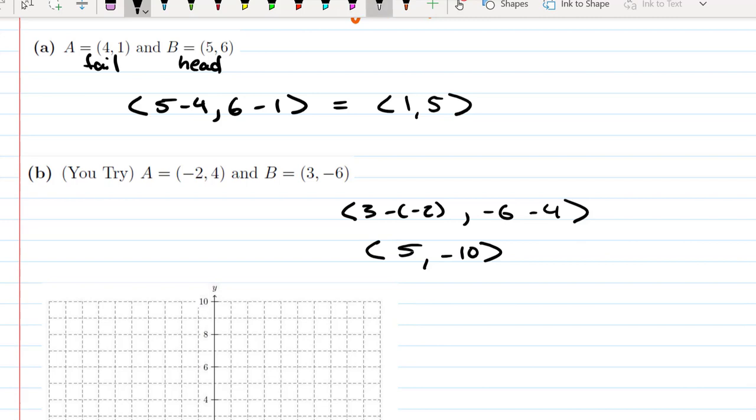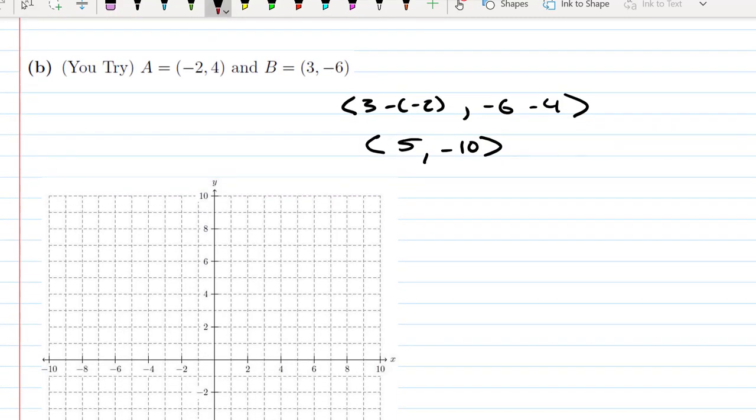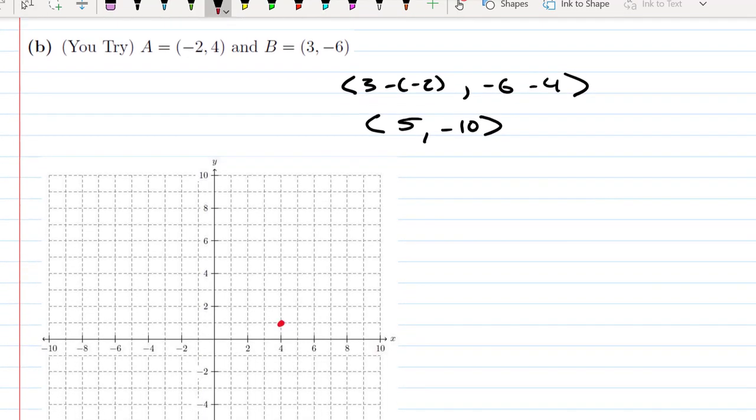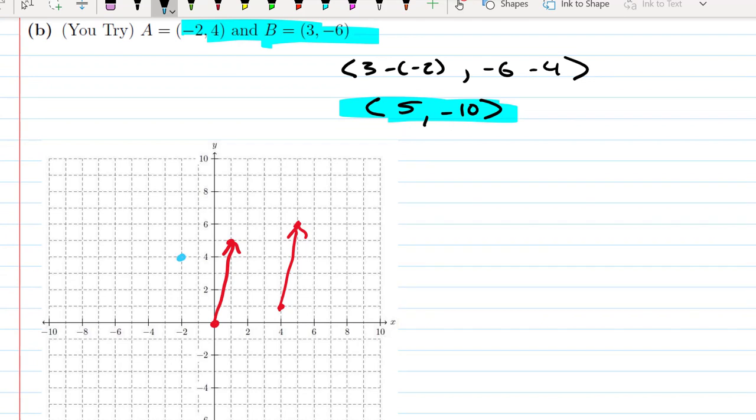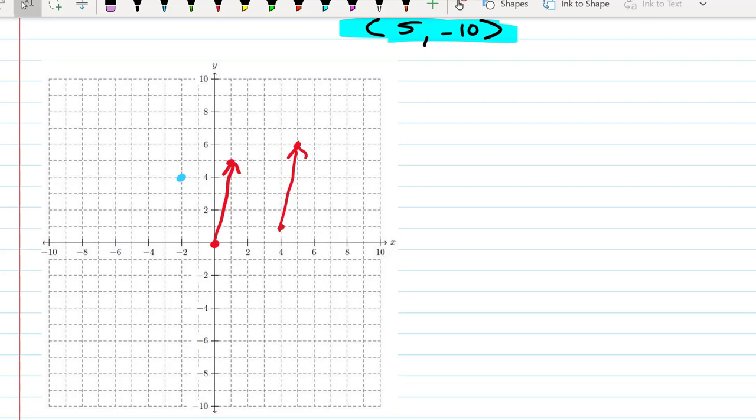Alright, so let's go ahead and actually just draw a couple of pictures. So if I were to draw AB, it starts at (4, 1), so I go over to (4, 1), so that's its tail, and its head is at (5, 6), which is this right here. And if I draw this vector <1, 5> with its tail at the origin, I go over 1 and up 5, I get 2 equivalent vectors. Similarly, if we do the one that you guys just did, we have negative 2 and positive 4, and 3 and negative 6 is all the way at the bottom down here. And if we play connect the dots, we get this. And if we put it in component form, we go to 5 and negative 10. And we get a vector that looks like this.